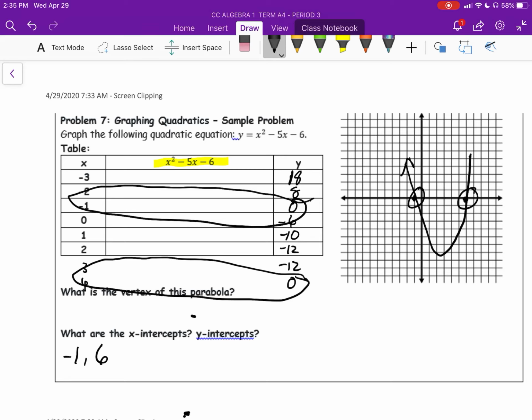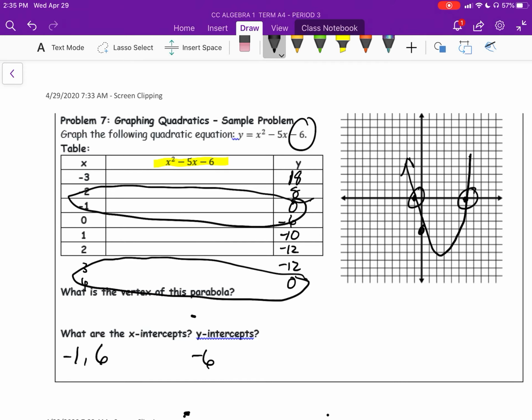The y-intercept is the place that it crosses the y-axis. That's where x is equal to 0. You can see -1, 0, and 0, -6. So if x is equal to 0, it looks like we cross down here at -6, right? And that's this number right here. That's always going to be the y-intercept.